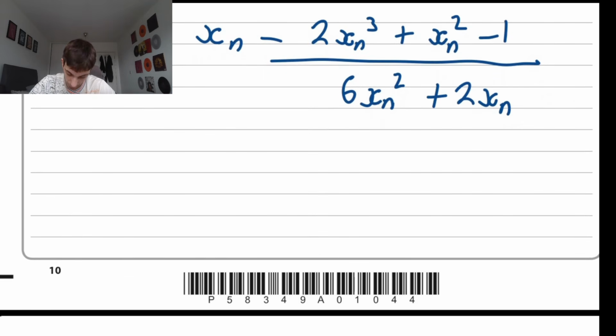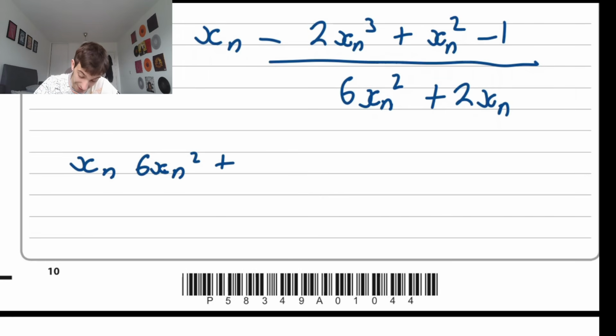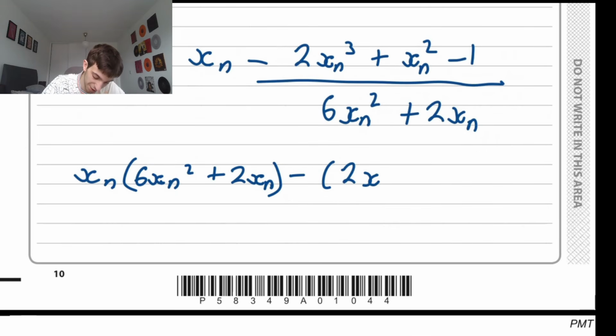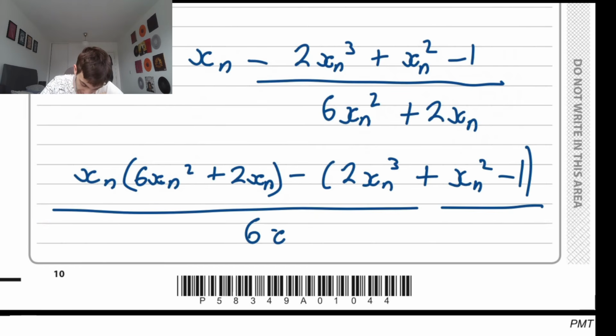So what do we have? We are going to have xn multiplied by 6xn squared plus 2xn. Then we're going to be taking away from that, writing everything in brackets to make sure we don't make any silly mistakes, 2xn cubed plus xn squared minus 1. It started raining, I don't know if you guys can hear. Okay, so from here, because we've got the same denominator, this is all going to be over 6xn squared plus 2 times xn.